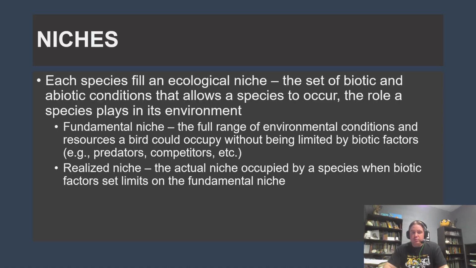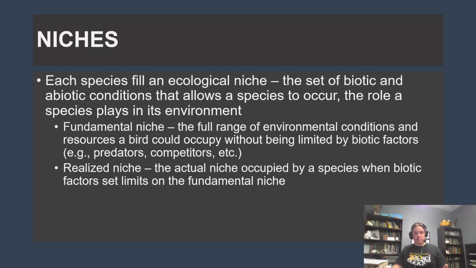And so if you do that, the fundamental niche is the full range of environmental conditions and resources a bird could occupy, being unlimited by things like predators and competitors, right? So it's if there were no predators and no competitors, what space would this particular species occupy?